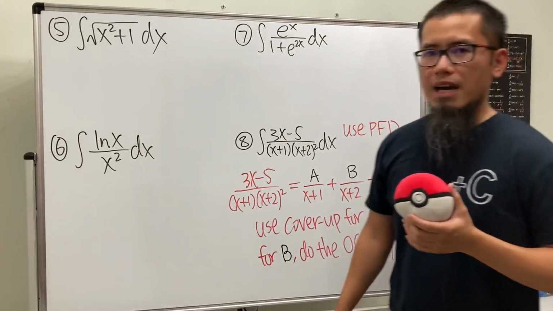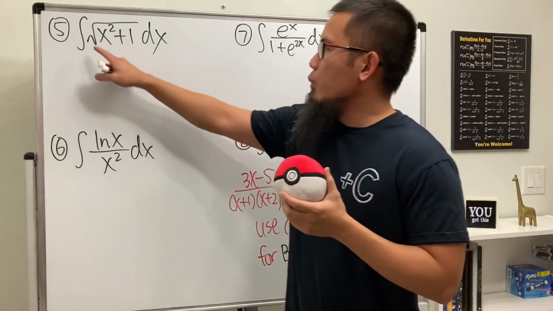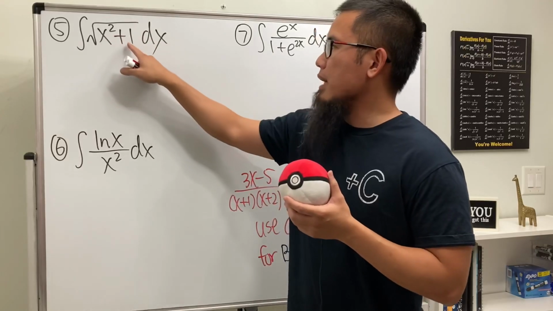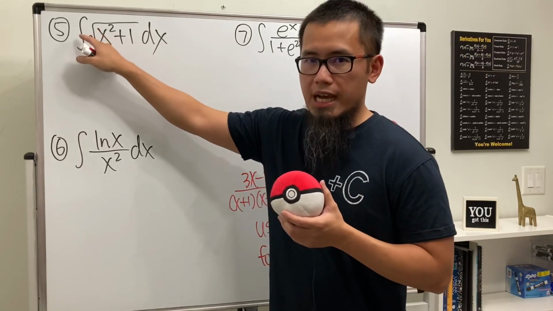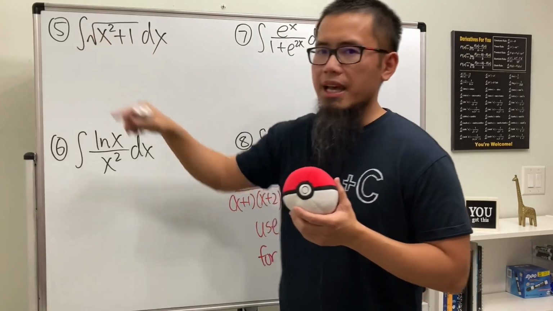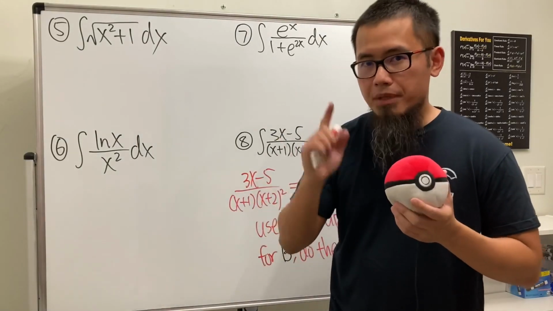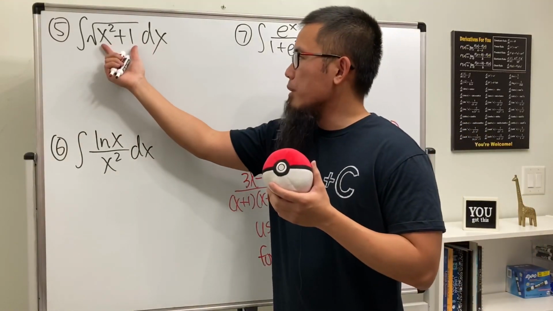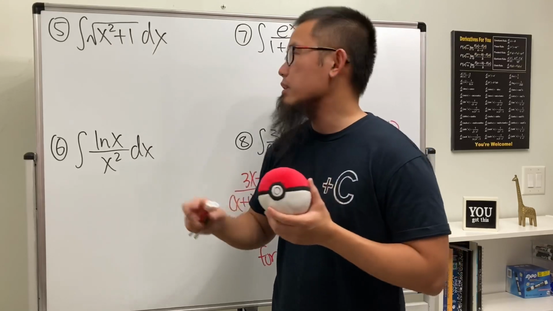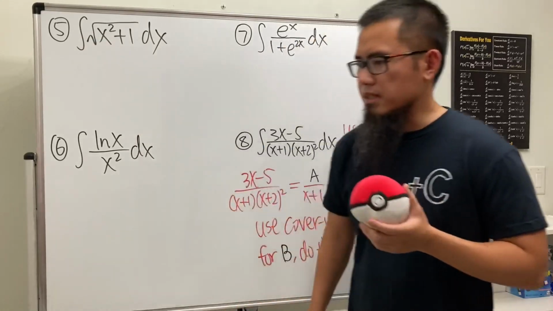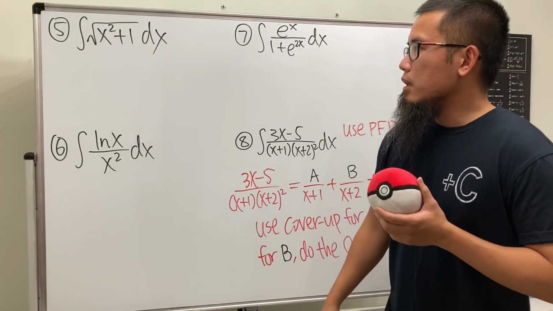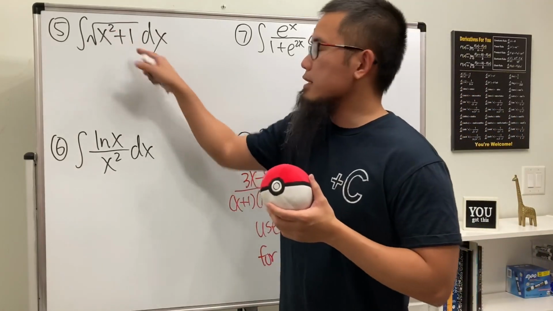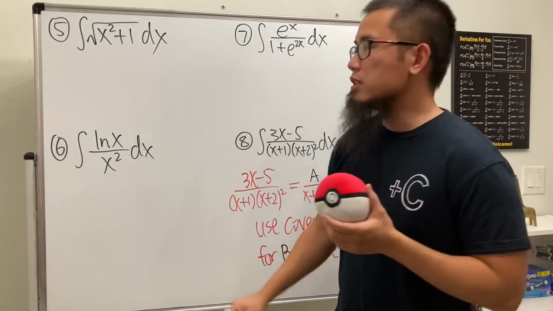So 5, 6, 7. Maybe let's do number 5, because we see that we just have the square root of x squared plus 1. There's no x on the outside. If we have an x on the outside, then we can just do u sub, because the derivative of x squared plus 1 is 2x, right? But we don't have the x, so u sub is not going to work out so nicely. This right here, x squared plus 1, we can do trig sub.